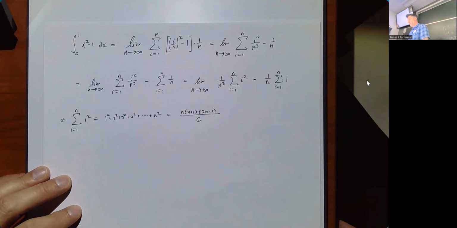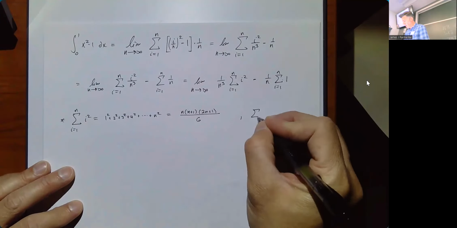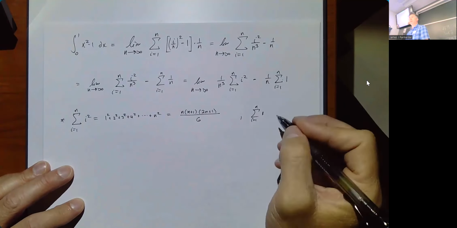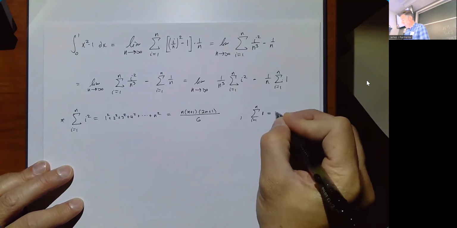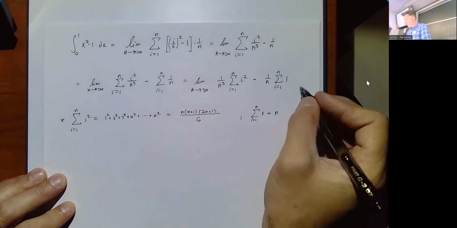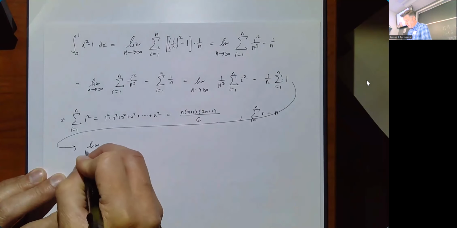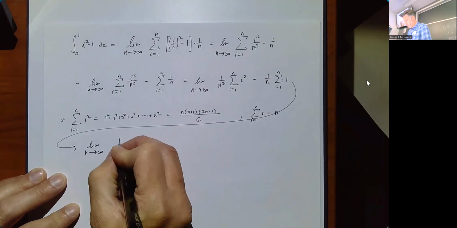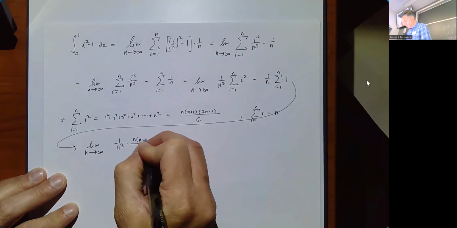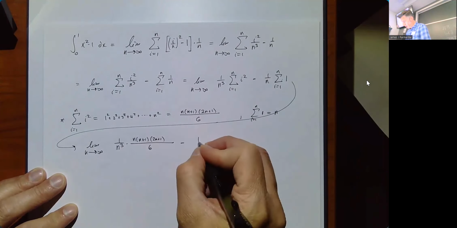And then of course, just as a reminder, the sum from i equals 1 to n of just 1 is 1 plus 1 plus 1 plus 1 plus 1, n times. So that's just n. So here's what we've got. This is going to end up being equal to the limit as n goes to infinity of 1 over n cubed times n plus 1 times 2n plus 1 over 6, minus 1 over n times n.